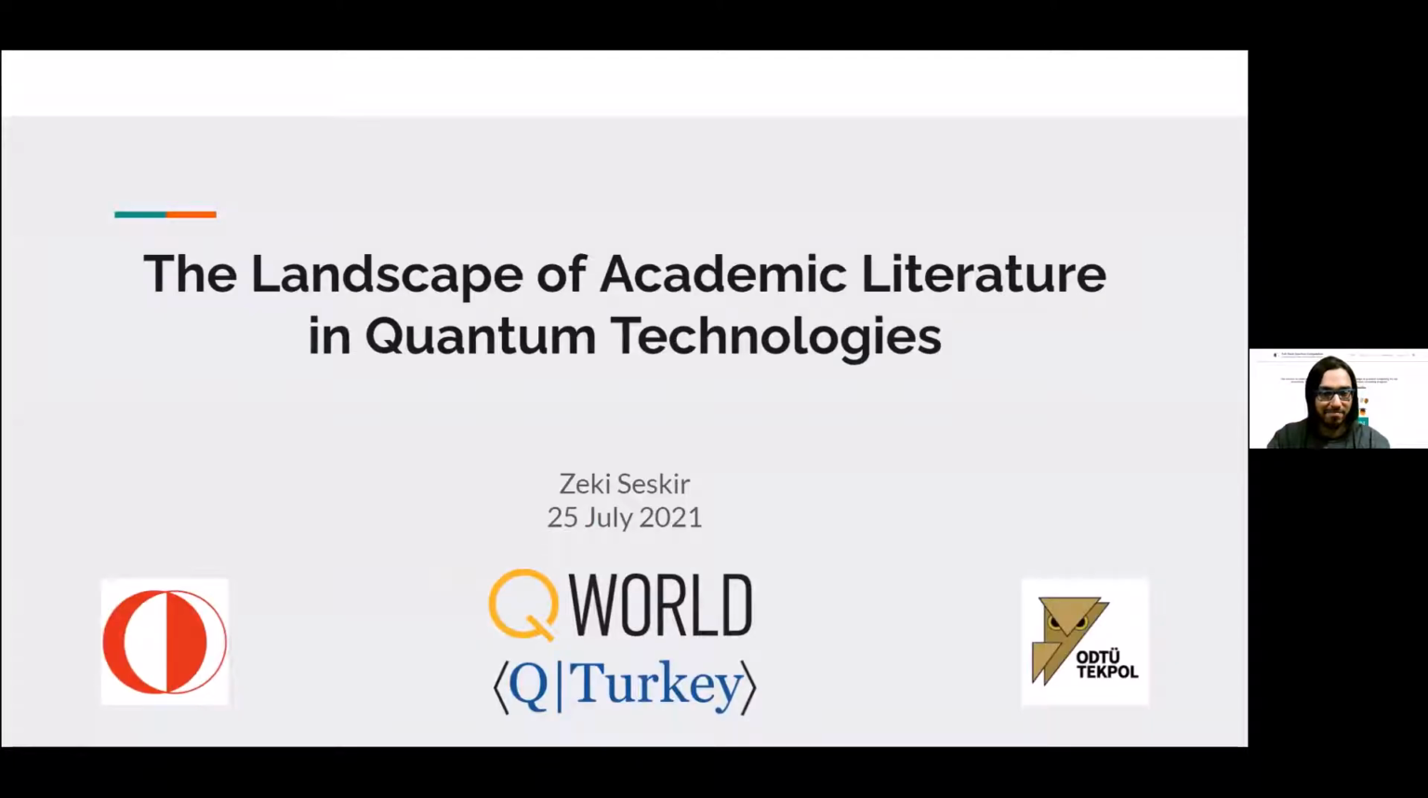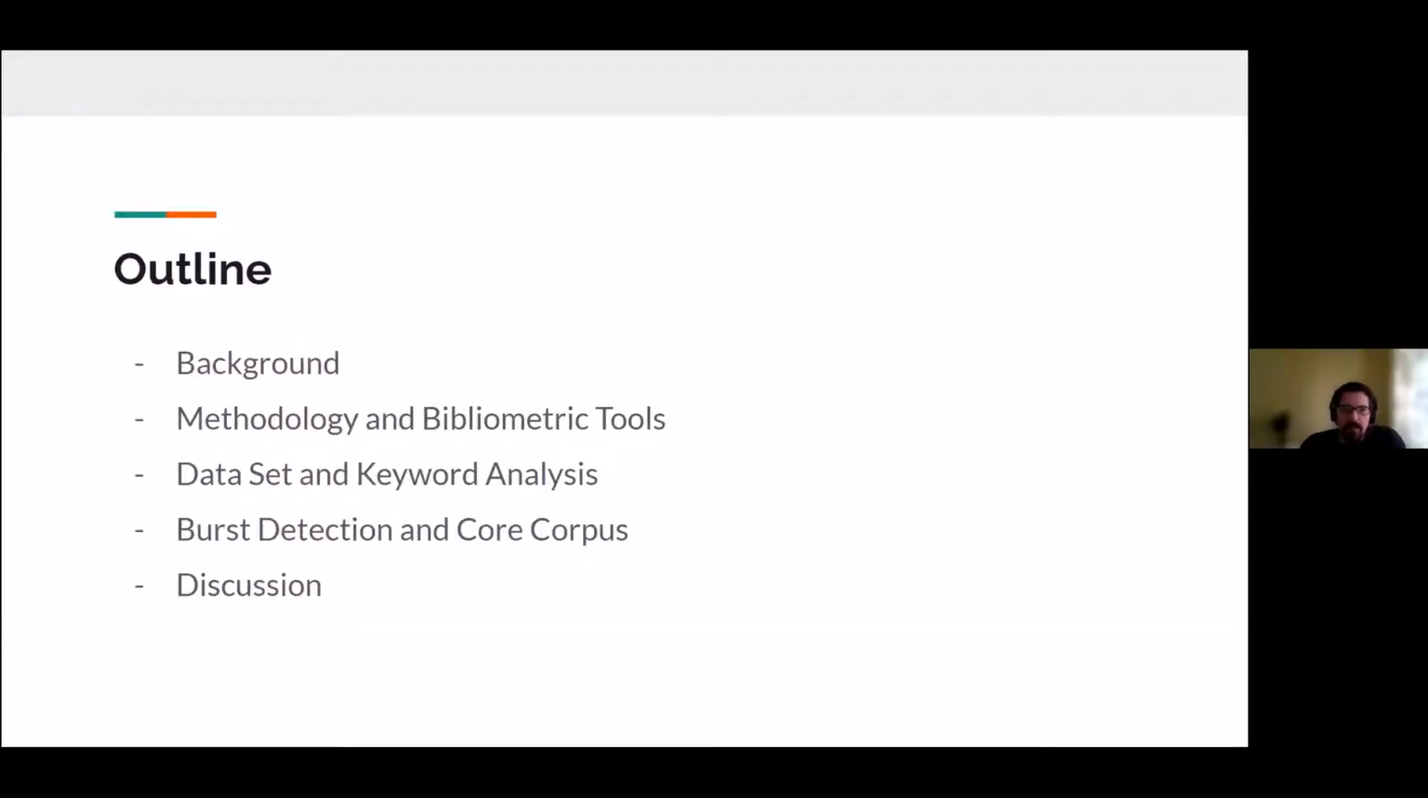Okay. Thank you. So this work has been recently published, but it is not quite old, but the data goes back to 2019. I will very briefly go over the outline: the background, methodology, what is bibliometrics, our data set, keyword analysis, and I will go to burst detection, but not the core corpus part. If you have any questions regarding this work, you can always email me or write through Discord.